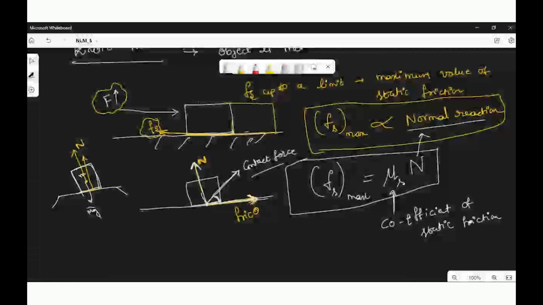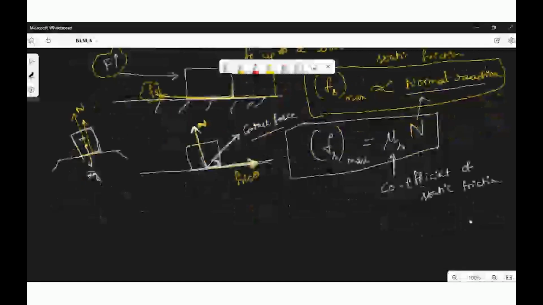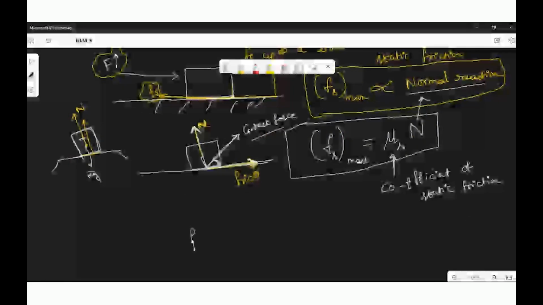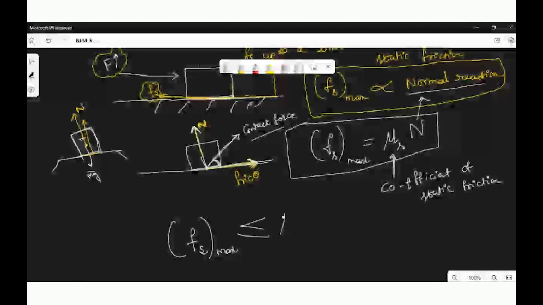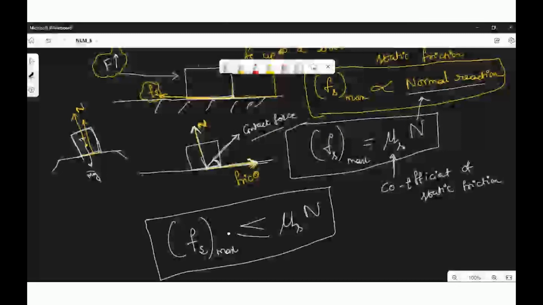So mu s is the coefficient of static friction. Now this is the maximum limit. Under the static condition, the maximum limiting friction is always less than or equal to mu s into N. Unless the applied force is less than or equal to our Fs max, the object will be at rest. If the applied force exceeds this Fs max, the body will begin to slide.